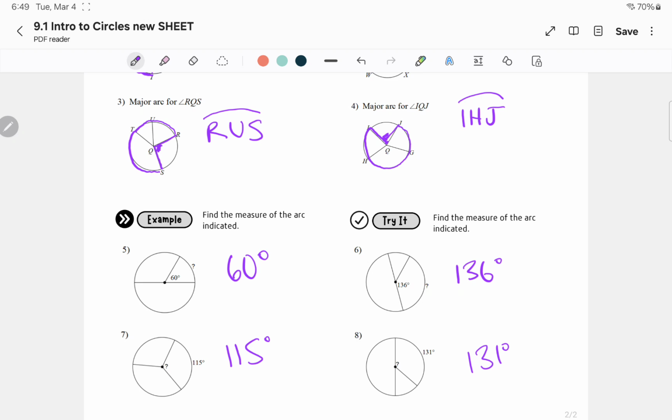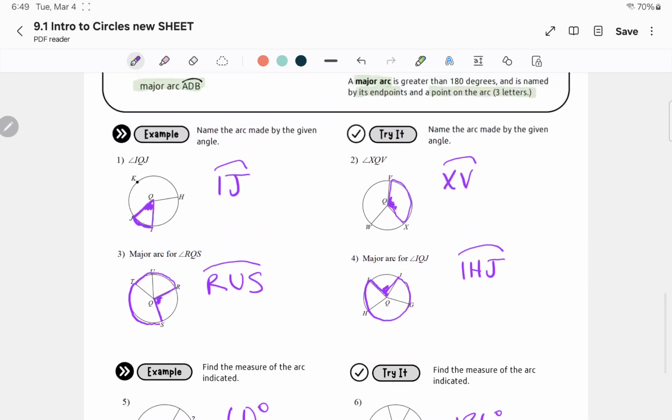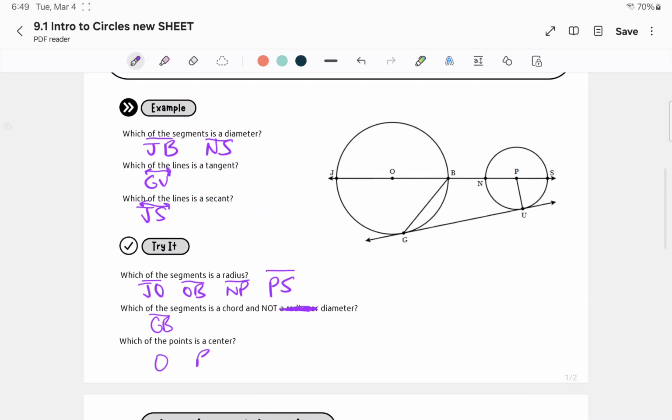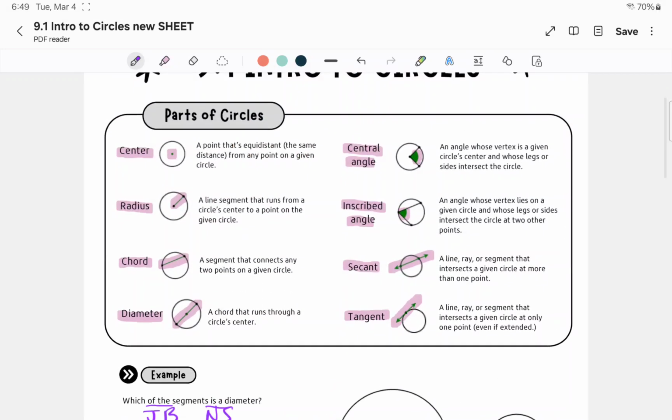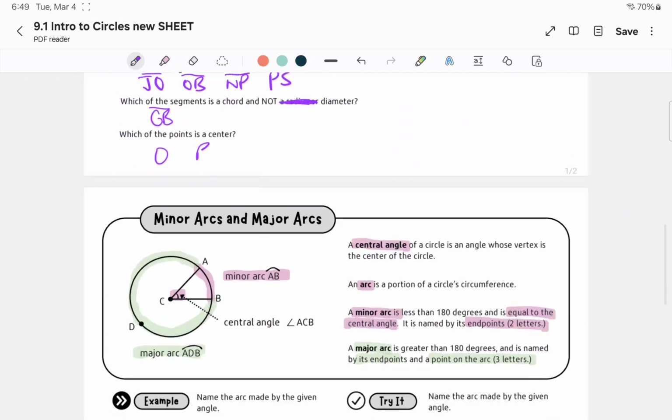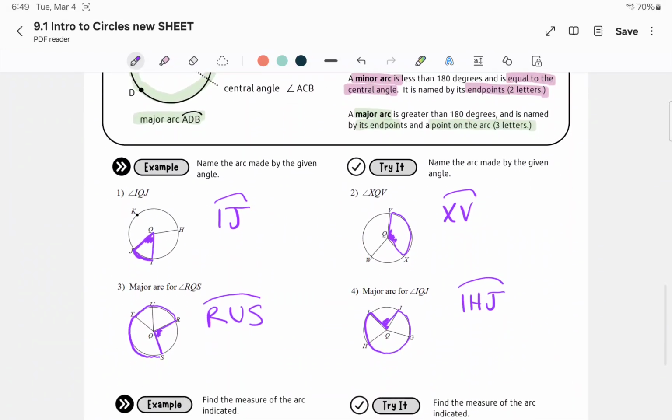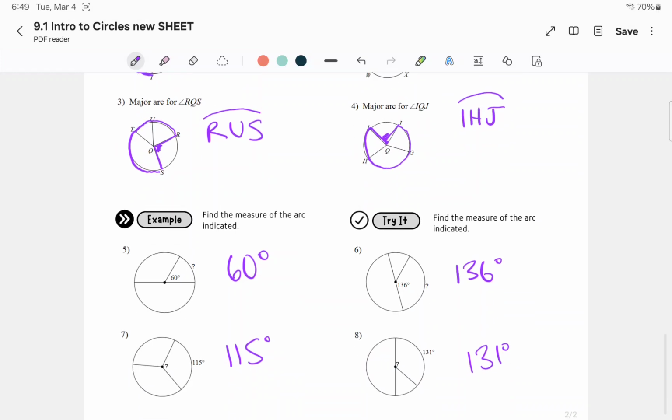So very simple. All right, so if you have any questions on how to label the parts of a circle, again, I would just use your notes here, keep looking at those to answer the questions. And then again, for the naming and the measures, if you have any questions, please let me know.